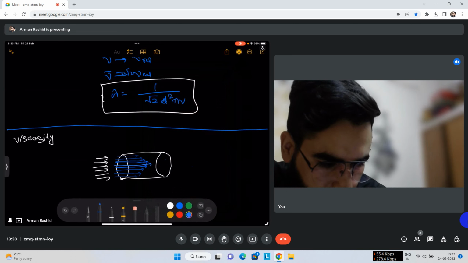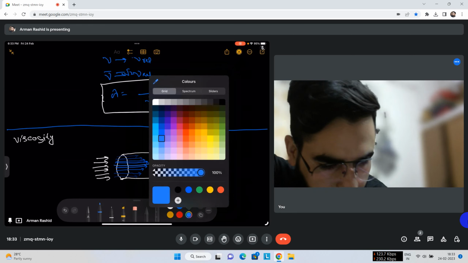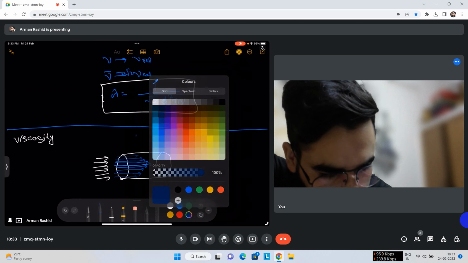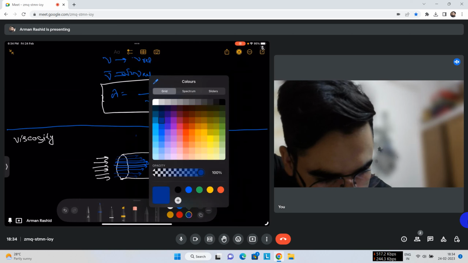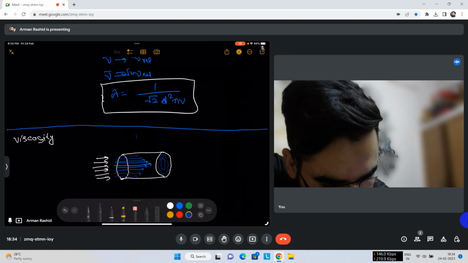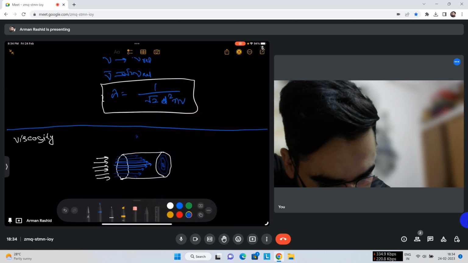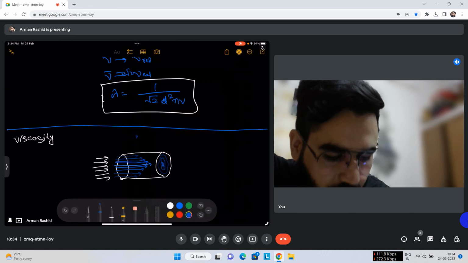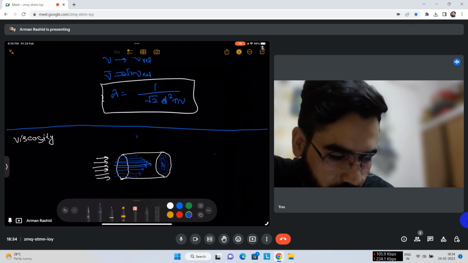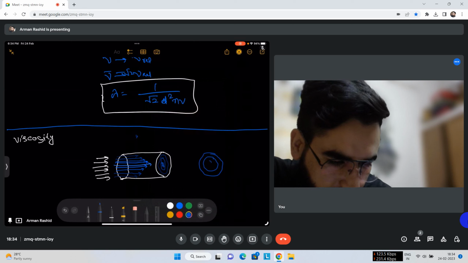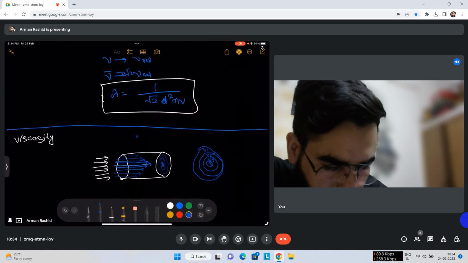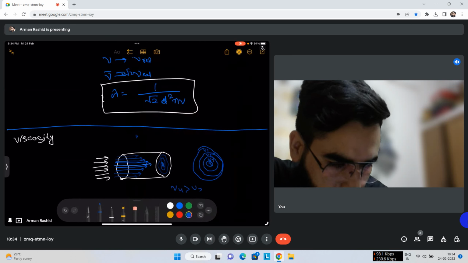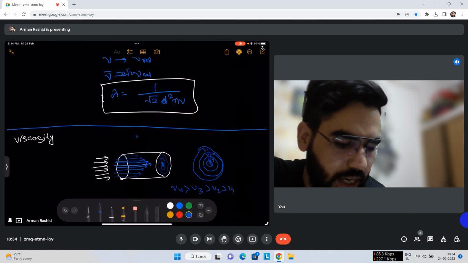If we take this for example, and we see the cross section of this, we'll see that the topmost layer is the slowest. After that it is a little faster, after that it is faster. And the inner one will be the fastest. They are sort of like cylinders. If we take a cross section, this is v1, this is v2, this is v3, and this is v4. So v4 will be greater than v3, which is greater than v2, which is greater than v1. This is called a laminar flow.